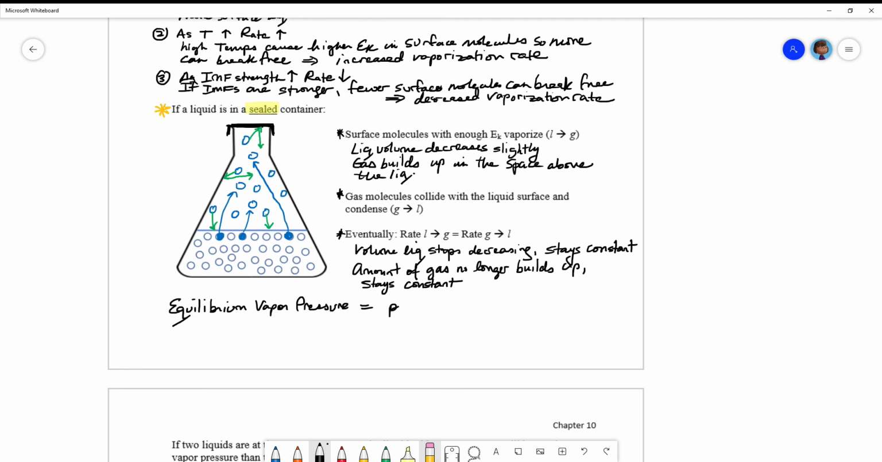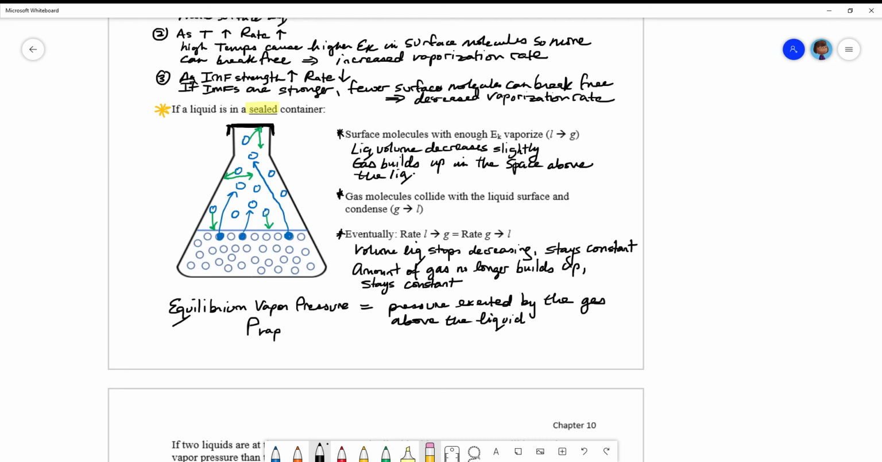is the pressure exerted by the gas above the liquid, when the conditions of rate of liquid to gas equals rate of gas to liquid, only when these conditions occur. And the equilibrium vapor pressure is often abbreviated with the symbol P subscript VAP, PVAP. So now we know what vapor pressure is.